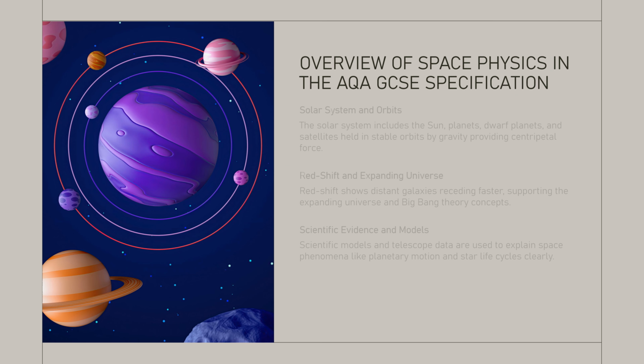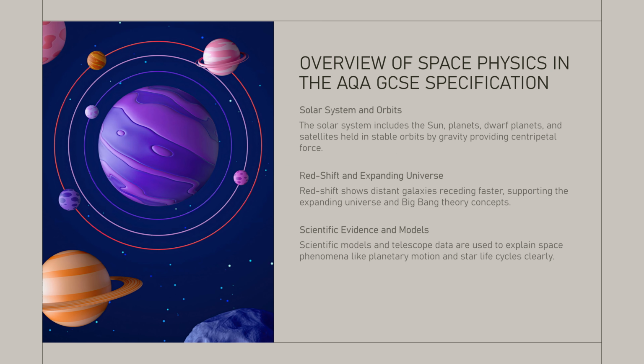Here is the list of topics we will cover in this chapter: our solar system, the life cycle of a star, orbital motion, natural and artificial satellites, and finally, redshift.